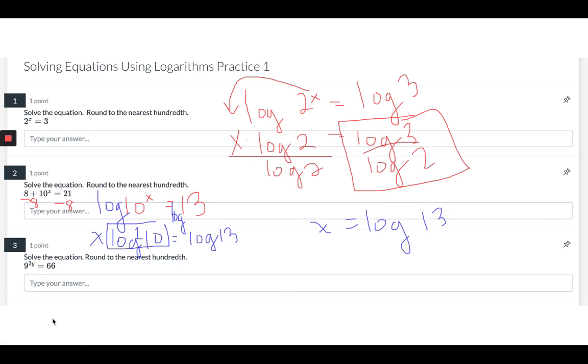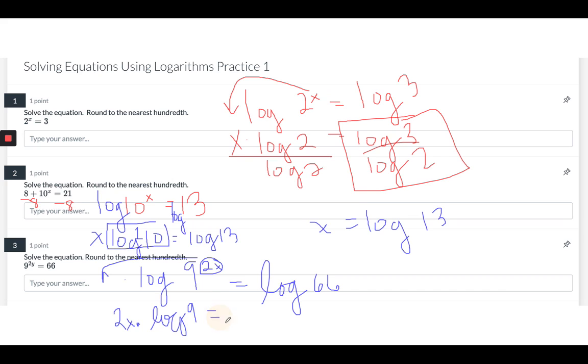All right, number 3, same idea. We're going to take the log of both sides. I'm still going to use base 10. You could use that, or ln. You really could use any log, but again, I'd use one that I can easily put in the calculator. All right, so we end up looking like this. We've got log base 10 of 9 to the 2x power equals log base 10 of 66. So I'm going to use that power property that says that this is equal to 2 times x times log base 10 of 9, which is equal to log base 10 of 66.